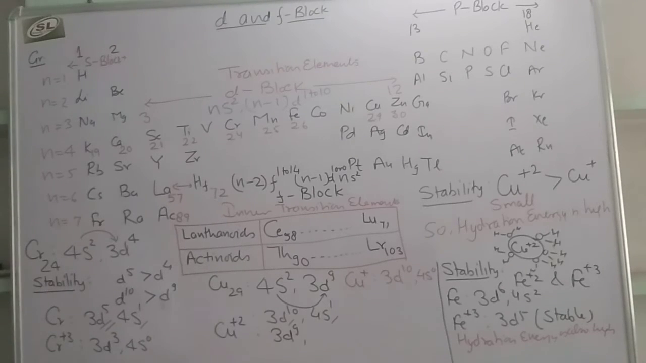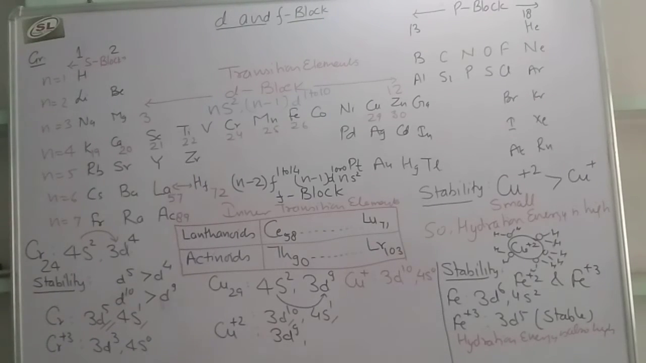Suppose we want to write the configuration of chromium plus 3. For chromium plus 3 we have to remove 3 electrons. One electron will be removed from the outermost shell 4s, and 2 electrons from 3d. So the configuration will be 3d3 4s0.